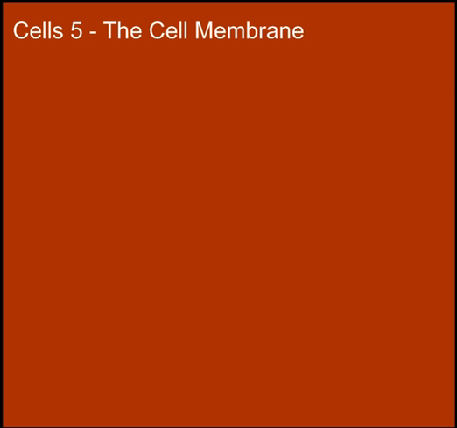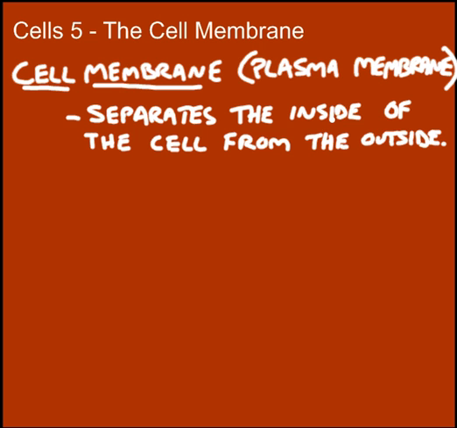Today we'll be talking about the cell membrane. So let's start with a definition. The cell membrane, also sometimes called the plasma membrane, is the very outer layer of the cell. It separates the inside of the cell from the outside. It protects the inner parts of the cell as well.